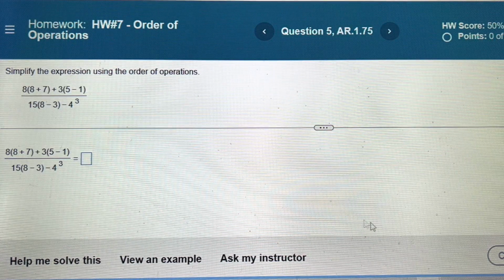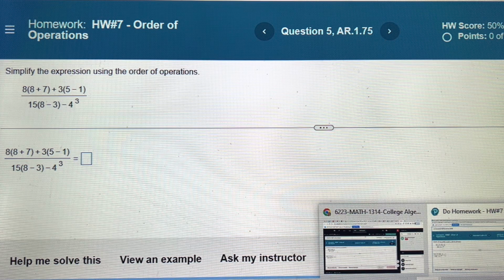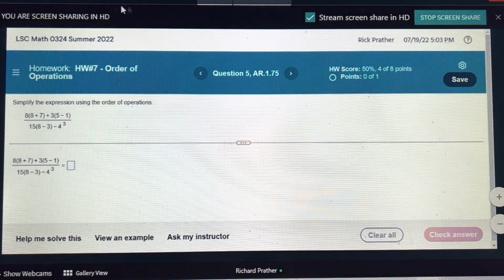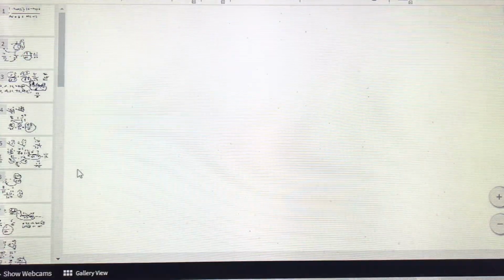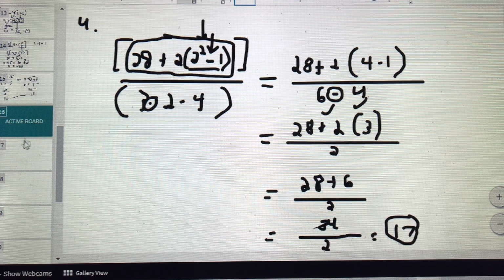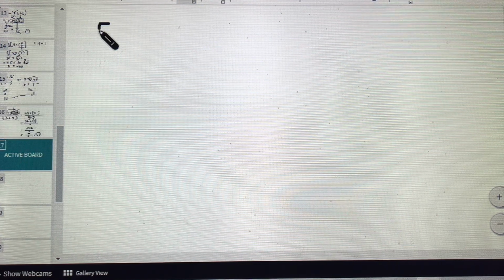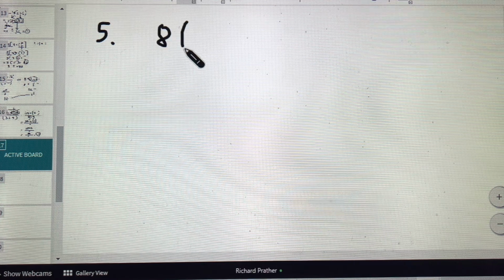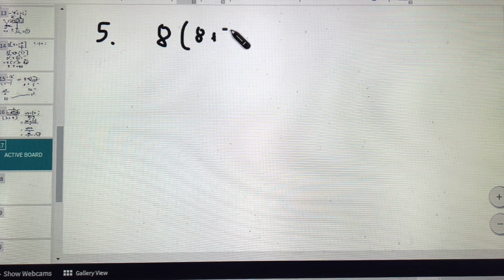See, this is why they only have 8 problems in this homework, is because these kind of take a while. Now it's really getting complicated. Okay, so there isn't parentheses around the top or the bottom, but remember they're implied. And then we got a bunch of parentheses inside as well here. Number 5. 8 times 8 plus 7.